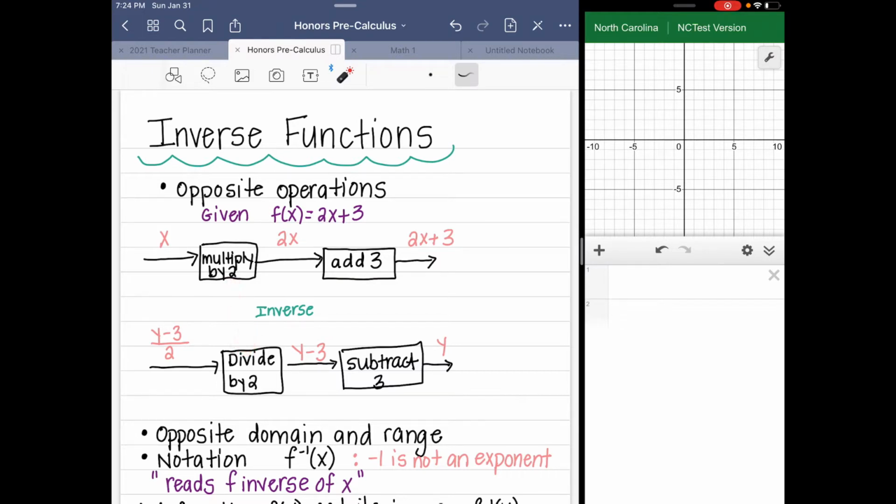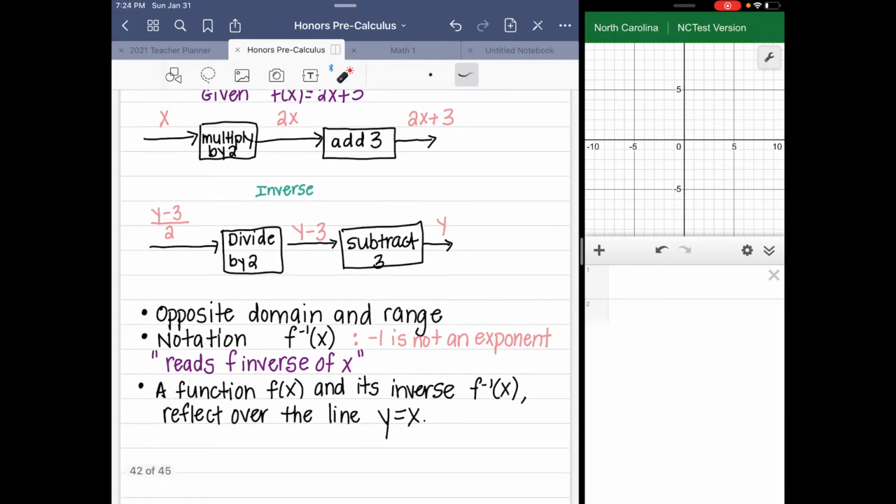Well, the inverse of that, so instead of multiplying by 2, I would divide by 2. Instead of adding 3, I would subtract by 3. And we are going to do this algebraically with the actual equations, but not for this lesson. For this lesson, we're really going to be looking at all the key features of them.